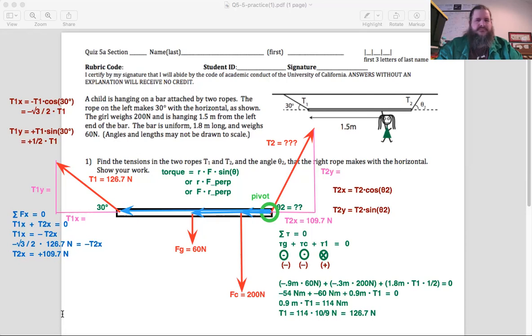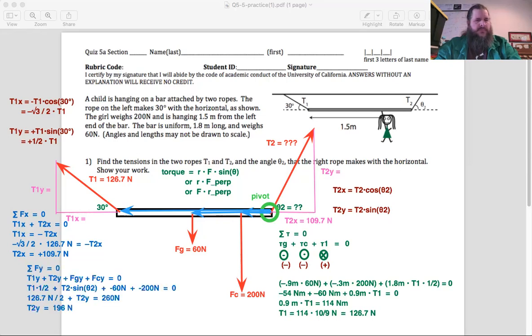Yeah, when I did it, I got that T1y is 114. So then I was getting 146, but now I'm trying to figure out. T1y should be exactly half of T1, because this is a 30, 60, 90 triangle. I was looking at my torque equation, adding the 1.8 before, so I see where I missed it. Oh yeah, that could do it. So it would be like 196, around there probably. Yeah, that sounds about right. So that's T2y.